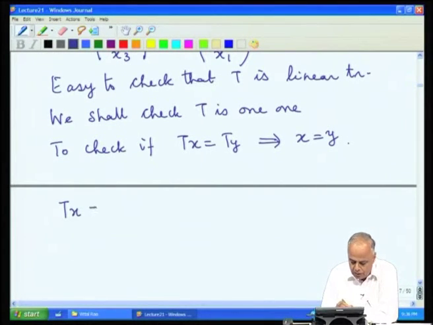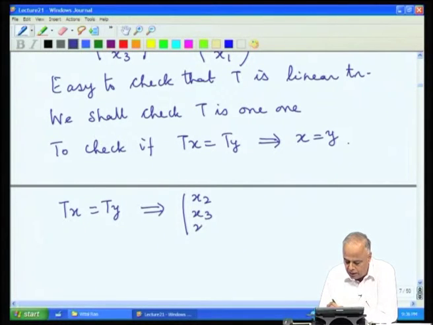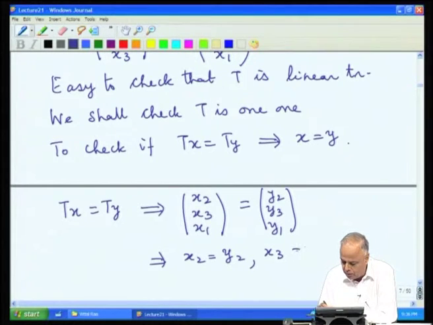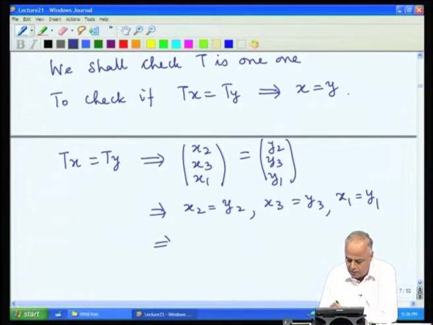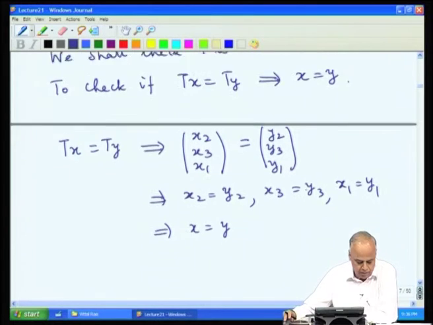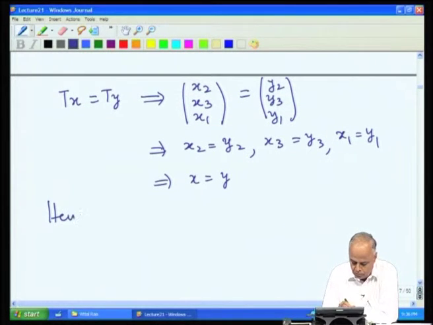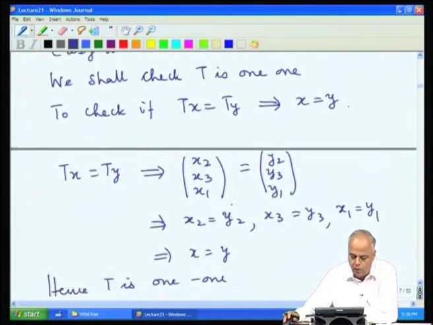Now, what does T x equal to T y mean? T x means the vector x1, x2, x3 is taken to the vector x2, x3, x1. T y, the y1, y2, y3 vector is taken to y2, y3, y1. Now, comparing this, we get x2 is equal to y2, x3 is equal to y3 and x1 equal to y1, which implies the vector x is equal to y. Hence, T is 1-1. So, this is an example of a 1-1 transformation.